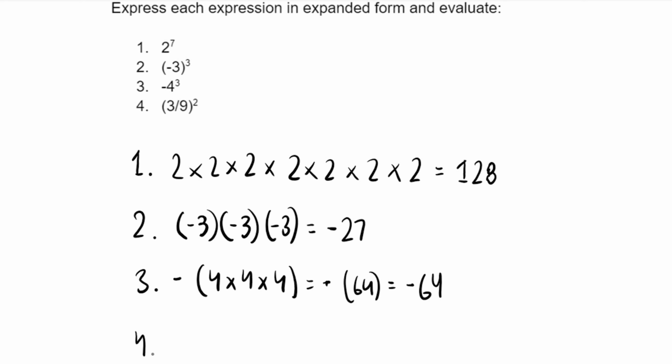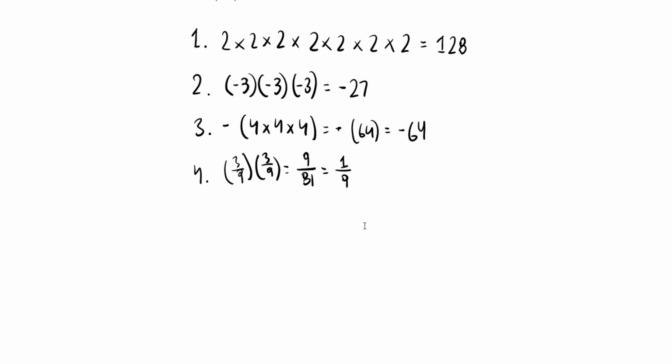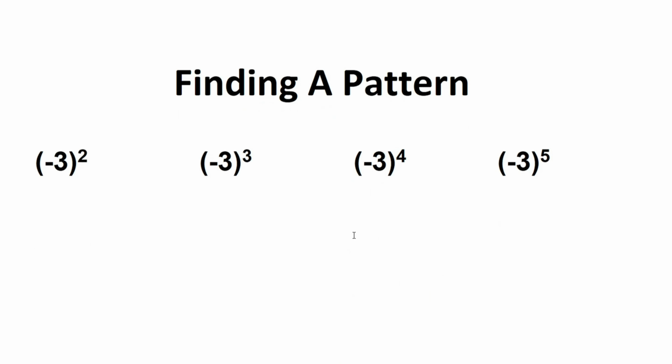Finally, we have a fraction, which you might find tricky, but don't fear. It's the same process. It's 3/9 to the power of 2, meaning 3/9 multiplied by itself 2 times. So 3/9 times 3/9. Top times top, bottom times bottom. So 9/81, which is just 1/9 reduced. Now, here's the pattern I was talking about, guys.